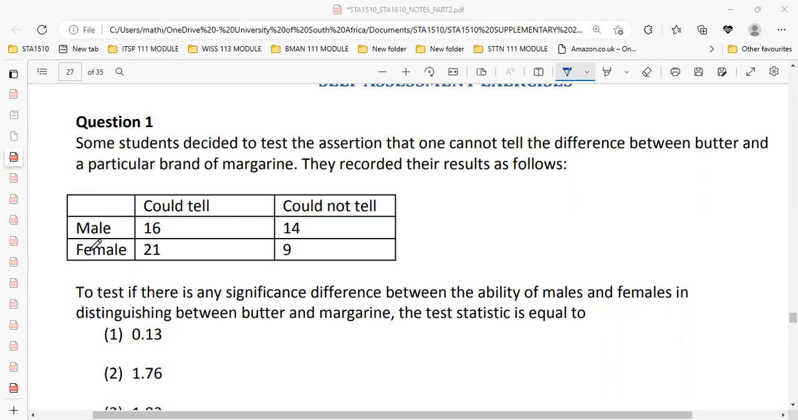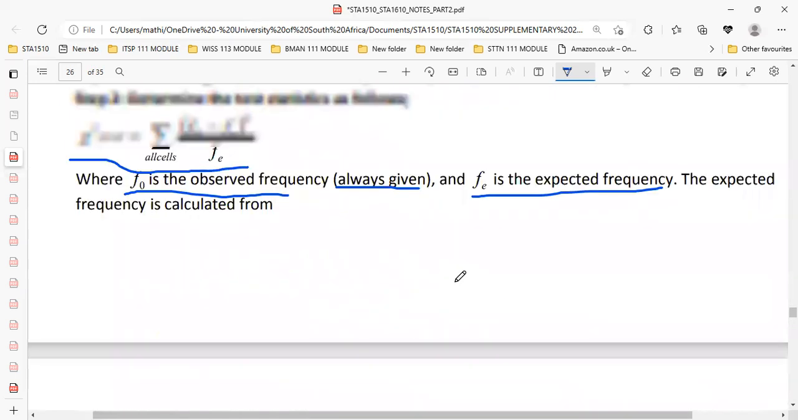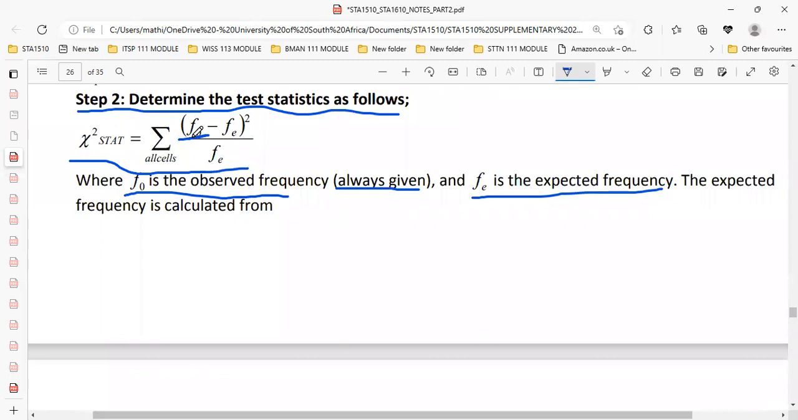We have male, we have female, then under the columns we have could tell and could not tell. Now to test if there is any significant difference between the ability of males and females in distinguishing between butter and margarine, the test statistic is equal to, remember the formula. We are going to use this formula here. But before you calculate the test statistic, firstly, you must calculate the expected frequency. You see this FE, it's expected frequency.